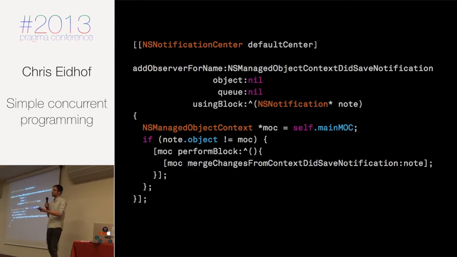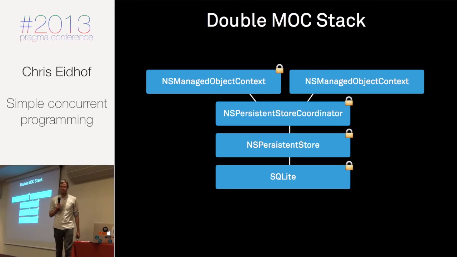The only thing that I changed in the slides is I don't use this addObserverForName using block, but I use it with a callback, with target action. And this is how you can do Core Data in a separate thread. But of course, there's a problem.